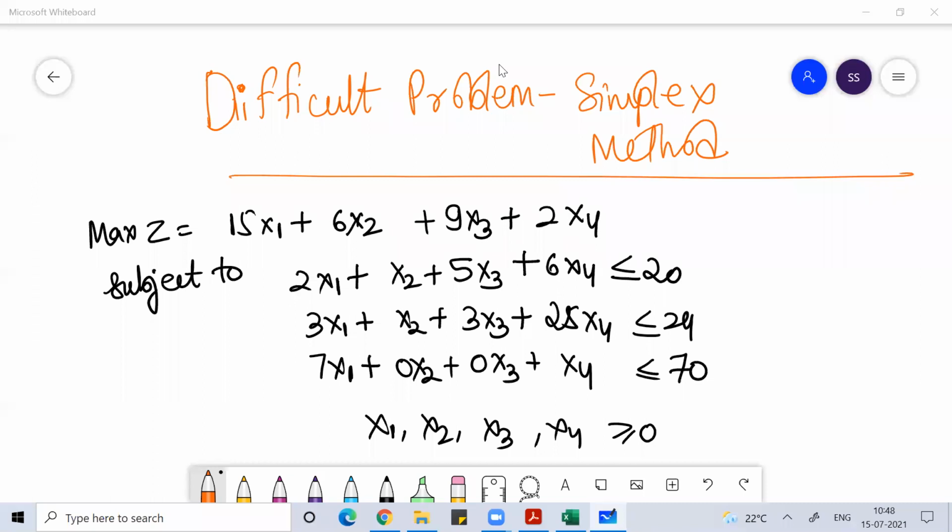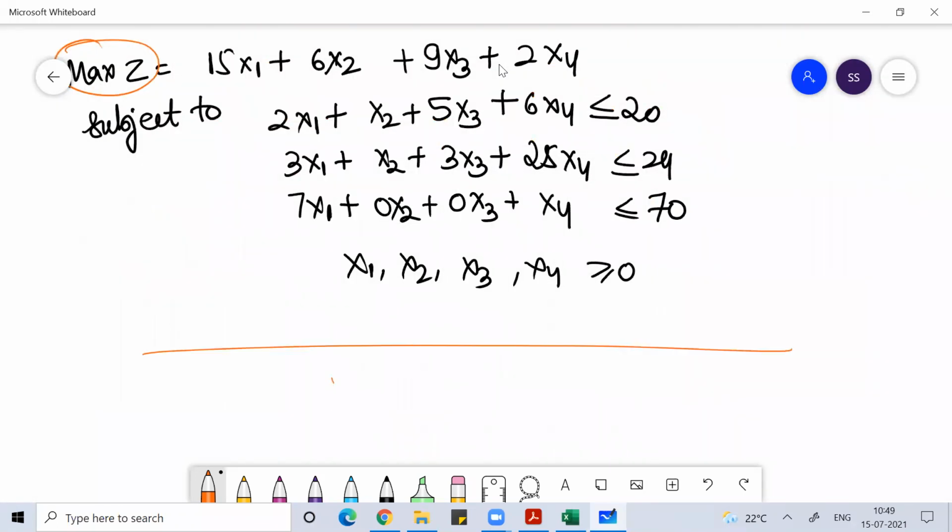Before we try to solve a problem by using simplex method, please make sure of a few things. The objective function should always be maxima. Whenever you're solving the problem by using simplex method, you need to make sure your objective function is always maxima. If it is, then there's no problem. In case your objective function is minima, something like minima of z is equal to x2 minus 3x3 plus 2.